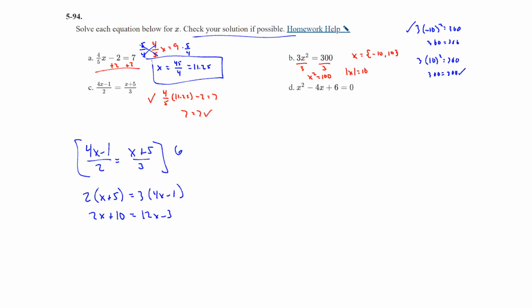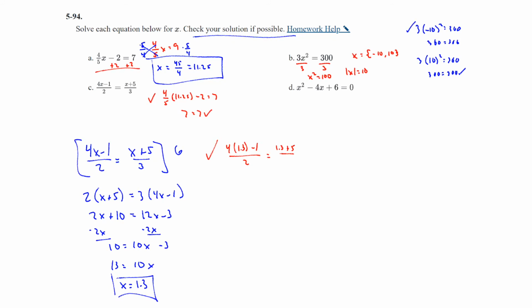I'm going to subtract 2x. 10 is equal to 10x minus 3. Let's go ahead and add 3. That would be 13 equals 10x. Divide by 10. And x is equal to 1.3. And to check that, once again, you're just going to plug that right back in to 4 times 1.3 minus 1 over 2. And we want that to equal 1.3 plus 5 over 3.